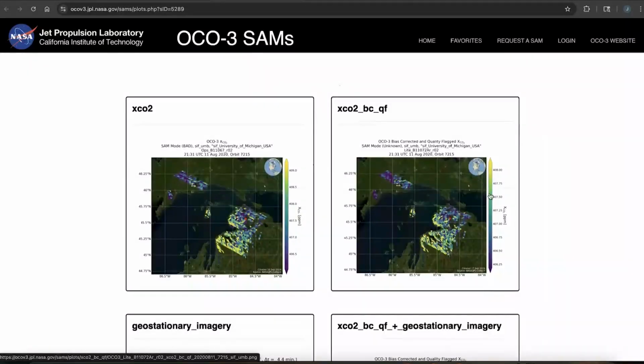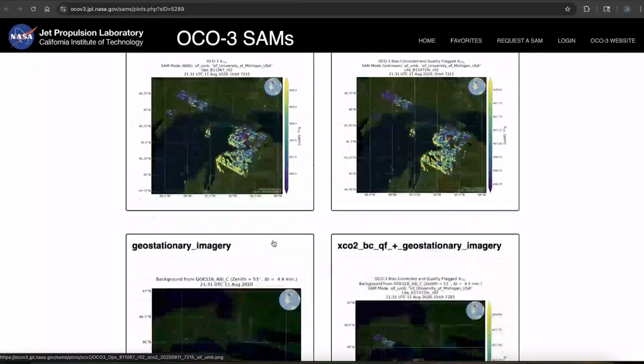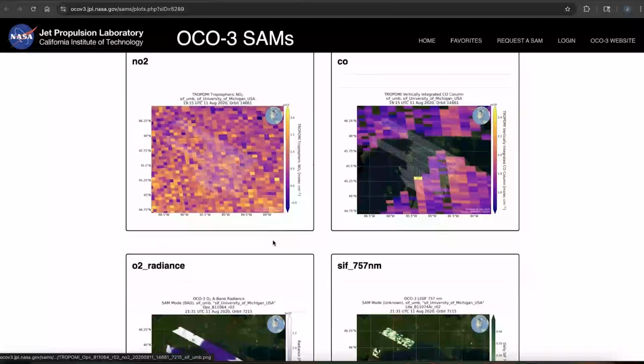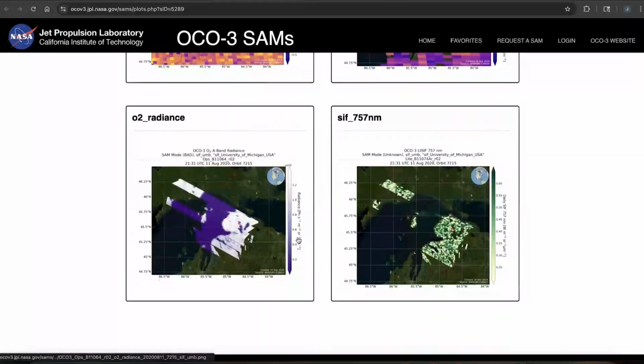The first product that we're presented with is the XCO2 data, which is the primary product of the OCO-3 mission. However, when we scroll down, we can also see that there are a number of other different pieces of information, including a SIF 757 nanometer product. And this is the one that we'll be reproducing today.